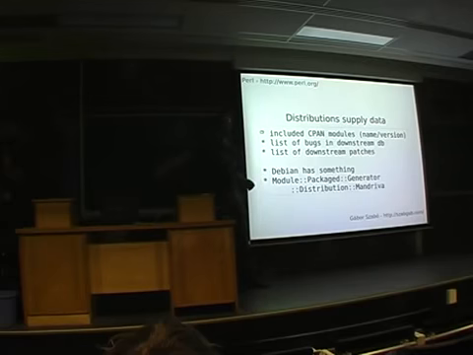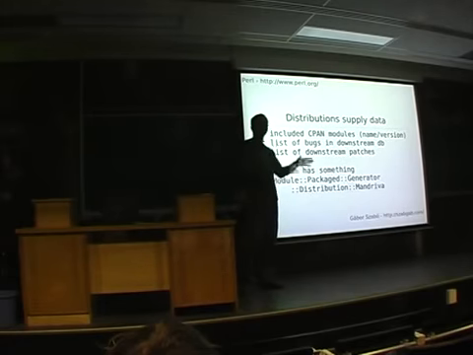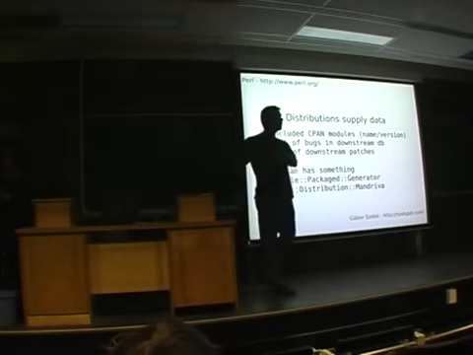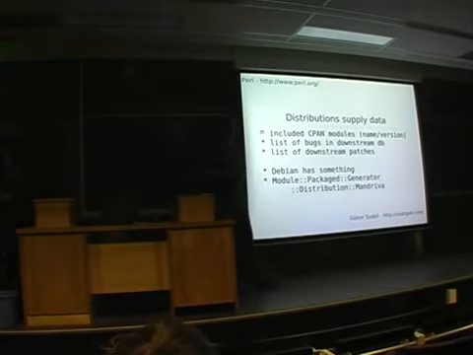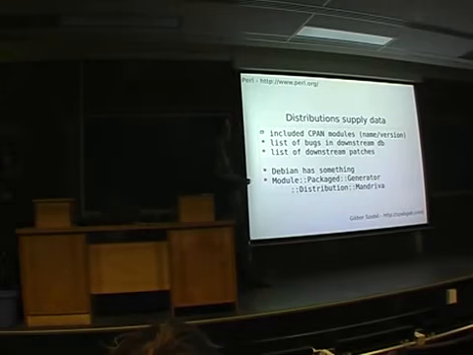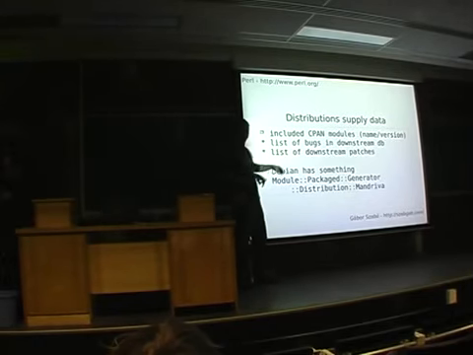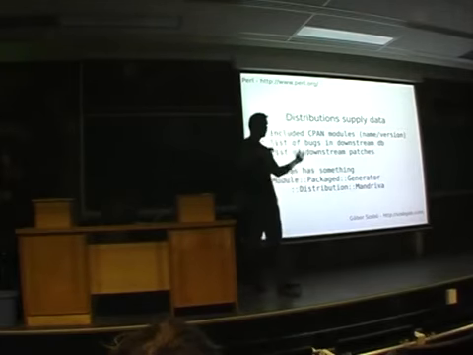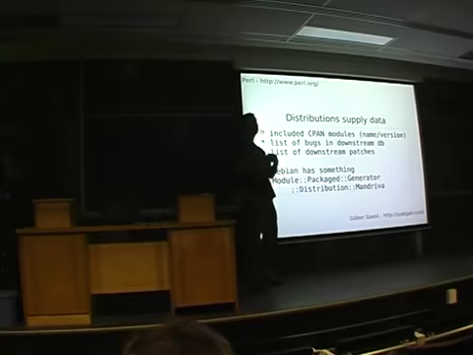I can run aptitude search on my box, but I don't know about earlier versions, and I would like to have this information about various versions of the various distributions without installing them. So downloading from a website the information of which CPAN packages are packaged by them, which version of them, and then the list of bugs they have in their database, so I can report back to a central database. The list of downstream patches, so if a Perl module was patched, I would like to have it in a way that it's easy to extract and easy to report back to the CPAN author.